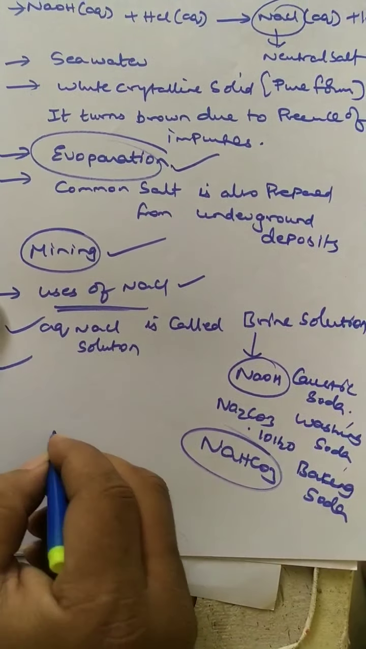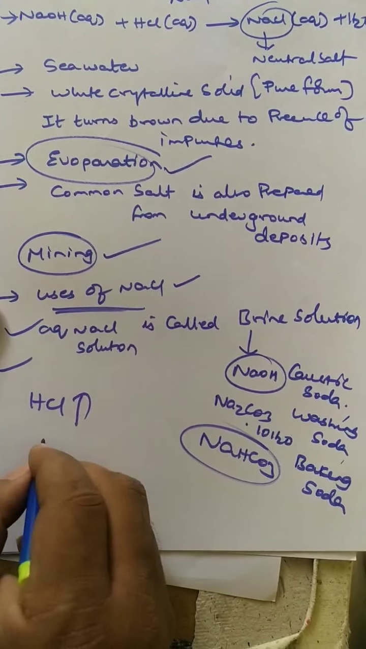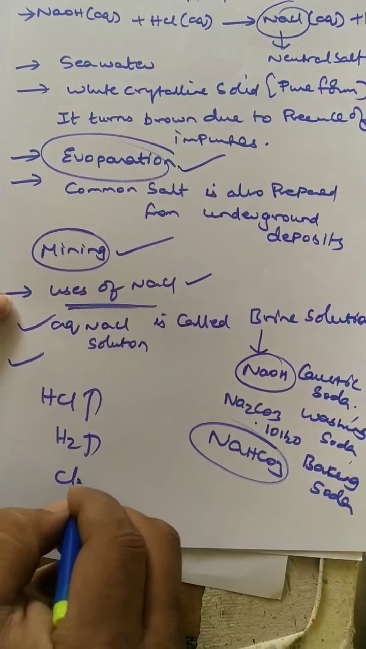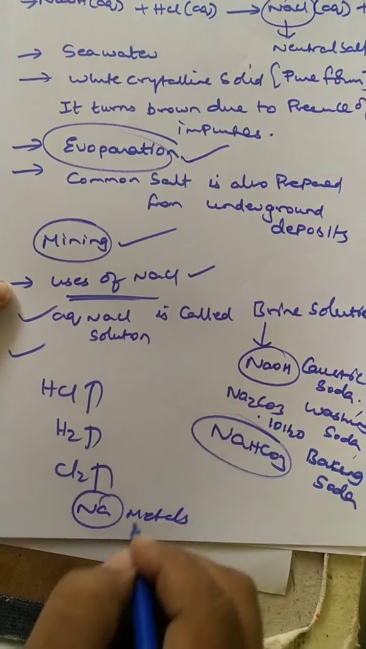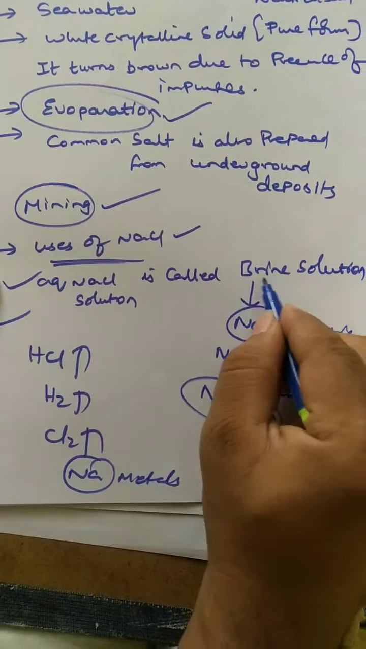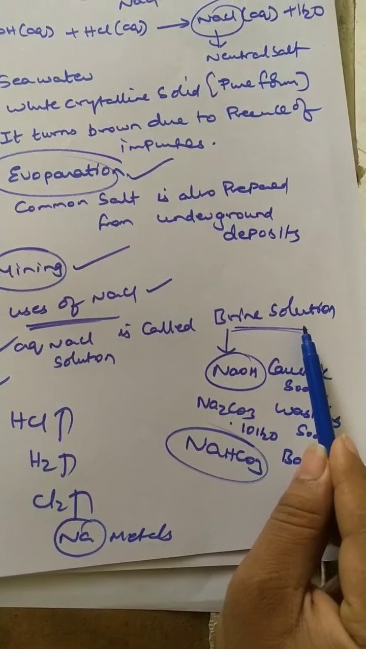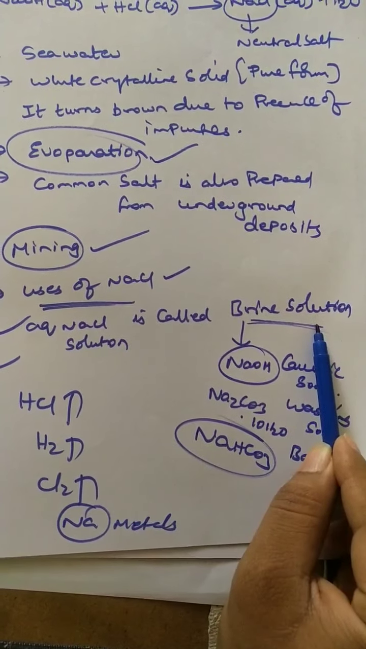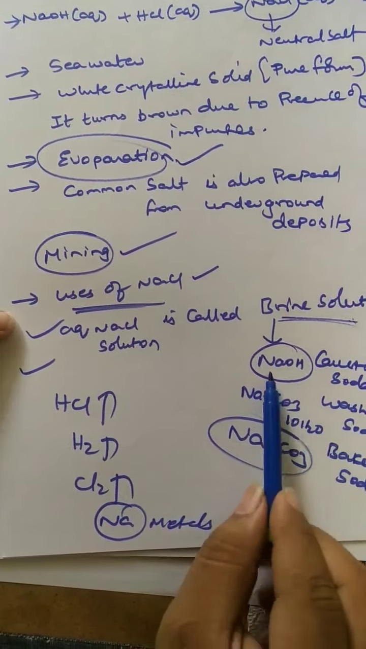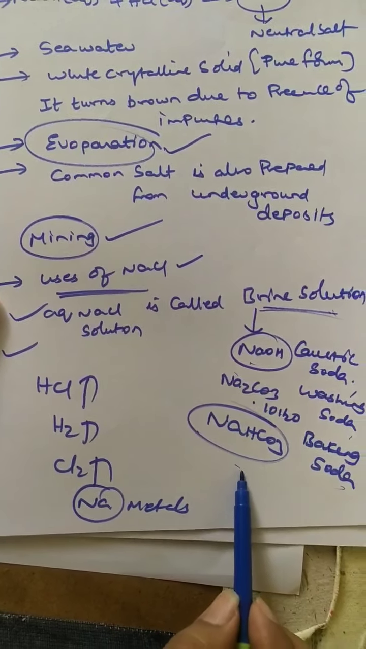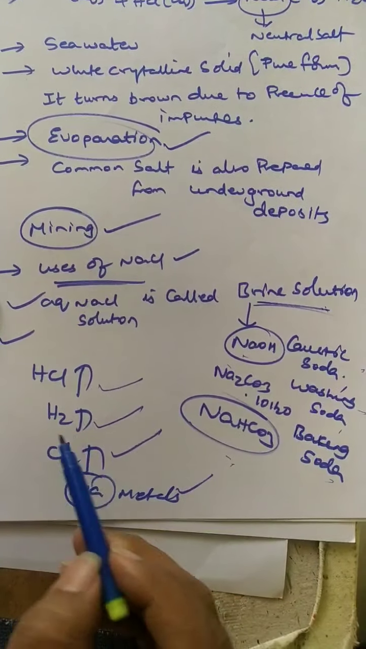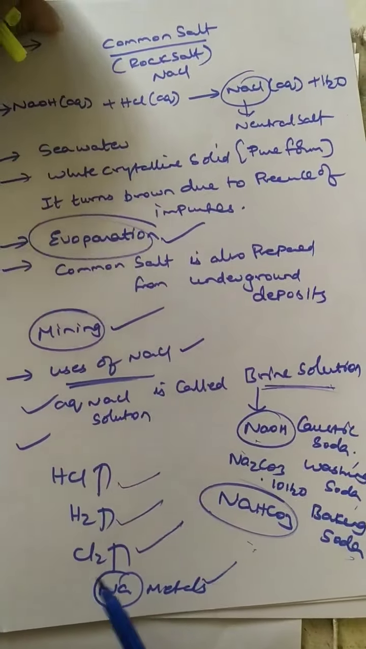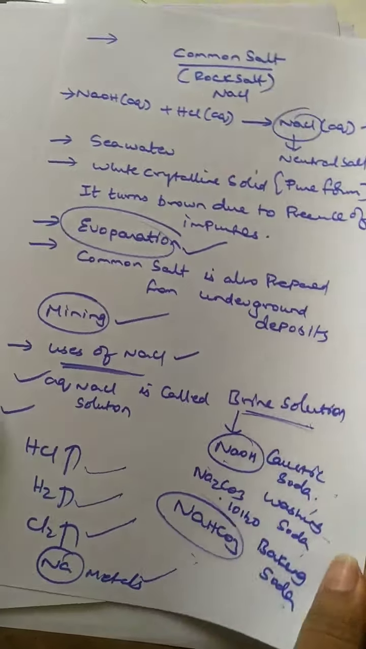You can also prepare HCl, hydrogen gas, chlorine gas, and sodium metal. All these products are prepared by using brine solution. So brine solution is a major raw material in industries. From it you can prepare caustic soda, washing soda, baking soda, HCl, hydrogen gas, chlorine gas, and sodium metal.